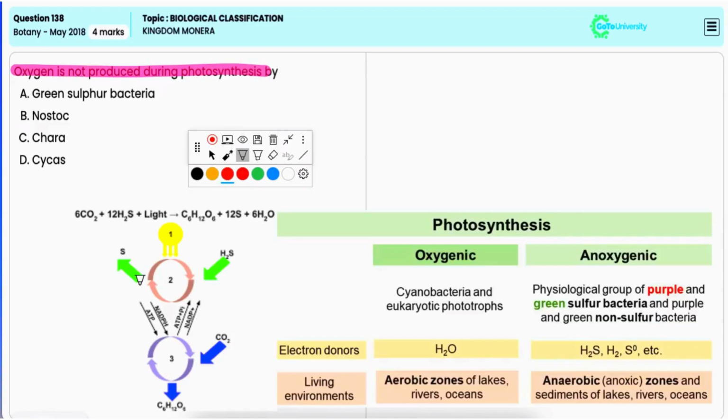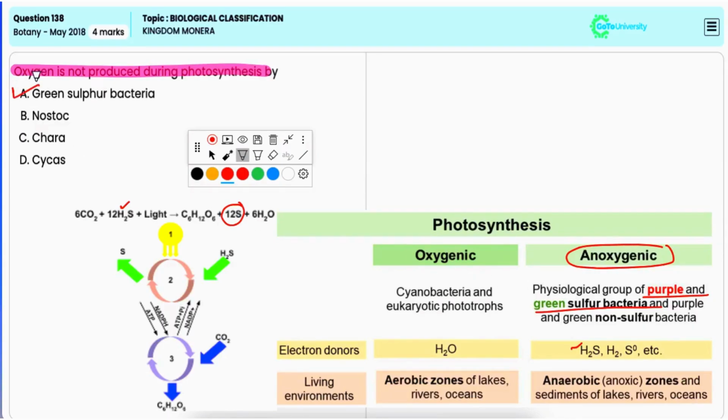Now, green sulfur bacteria are anoxygenic photosynthetic bacteria. That is, they do not produce oxygen during photosynthesis because they use hydrogen sulfide or other sulfur compounds as an electron donor instead of water. So, in this process, there is the production of sulfur or sulfate ion instead of oxygen. Thus, it is the correct option.